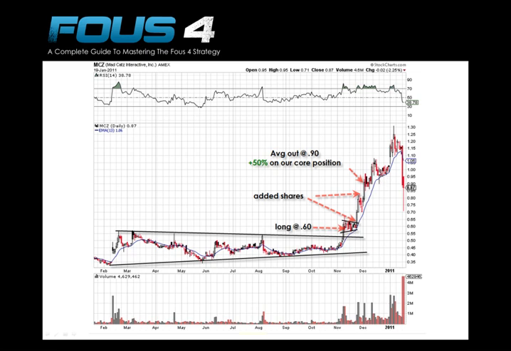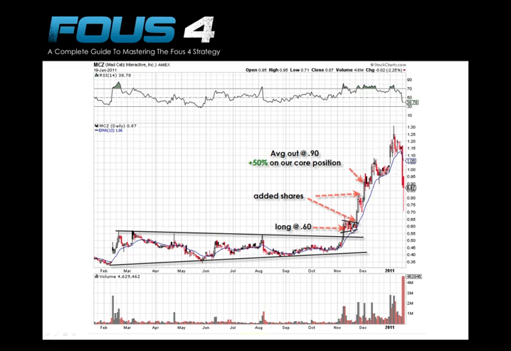But you can't get greedy with your trades. Take the profits while you still have them, and continue moving forward. And that's exactly what I did. Made about 50% on my core position, plus made decent money on these second adds here on smaller positions, and made roughly $7,000 on this trade.